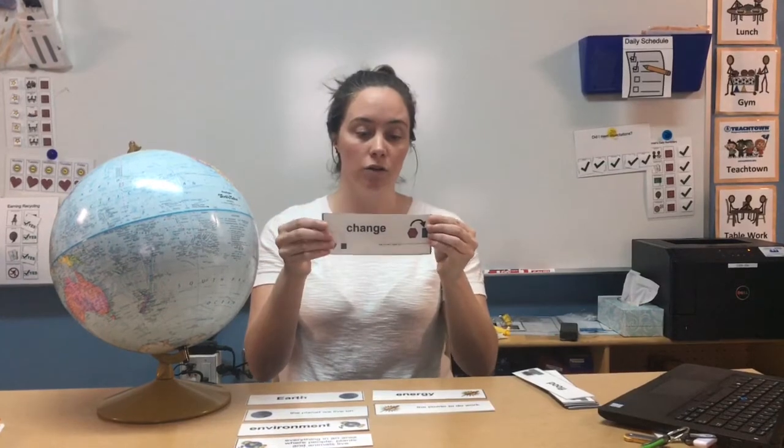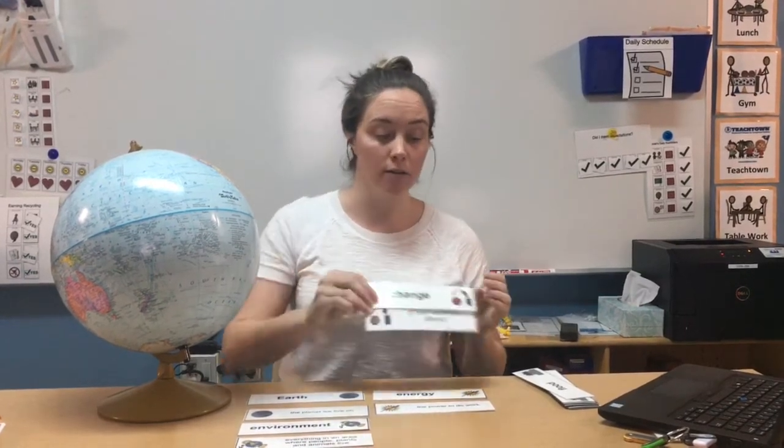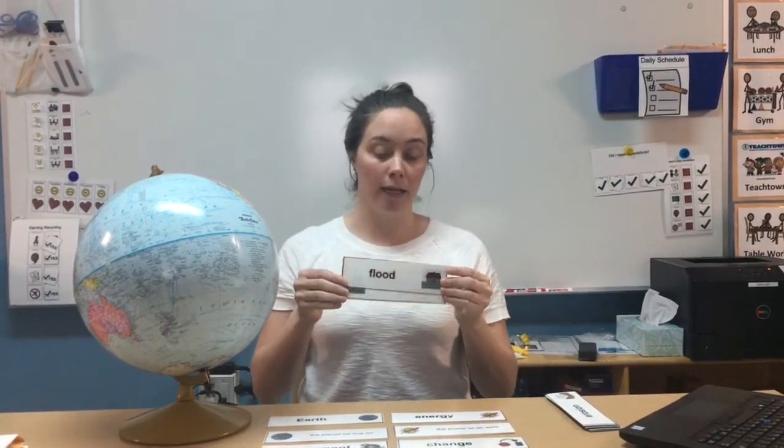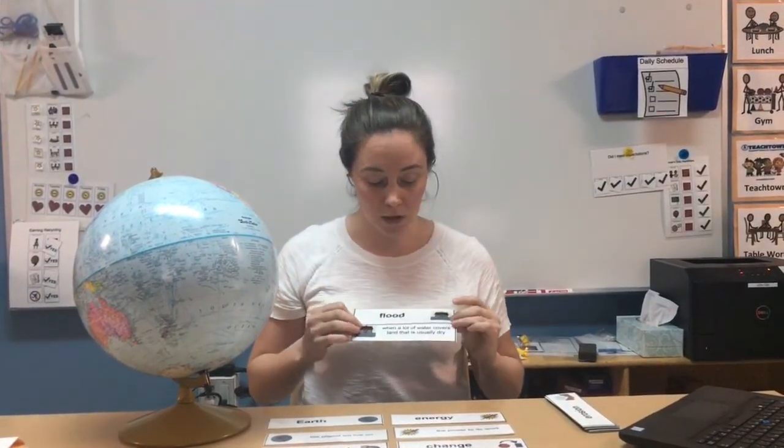So we have to be very careful how we treat our environment and our planet, because if we do not treat the planet respectfully, things will start to change, or make something different. So changes can happen to the planet from us as humans or people, but also from nature, like weather. So things like floods can change our planet. A flood is when a lot of water covers land that is usually dry.